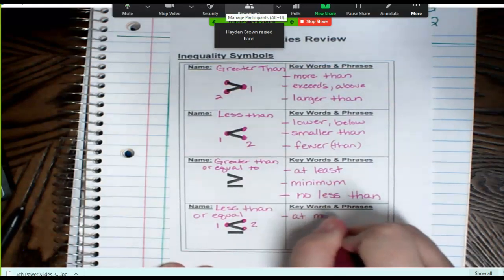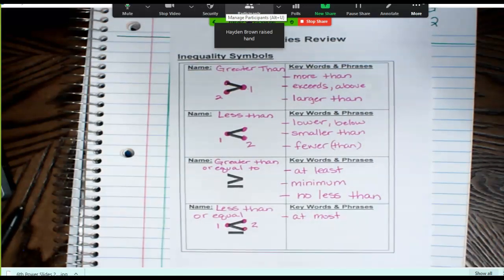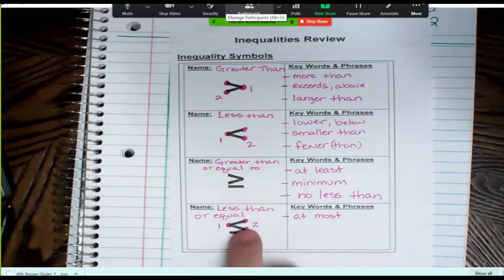At most is a key word. And I still use the roller coaster. What if I said you can be at most this tall to ride the ride? Can I be bigger? No, I have to be smaller. That's like the baby rides at the little fair or the park. That's like when you're riding the ponies, right? You have to be really little to ride the ponies. Otherwise, you're too big. So at most would be less than or equal to.